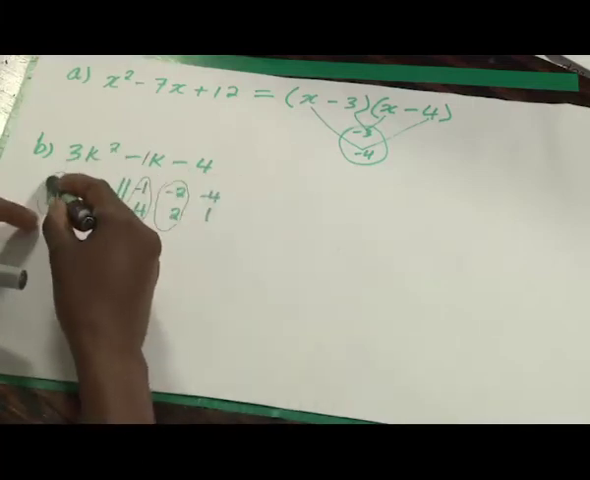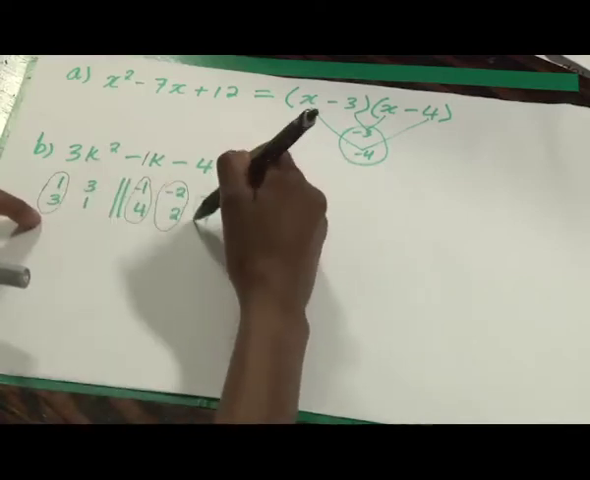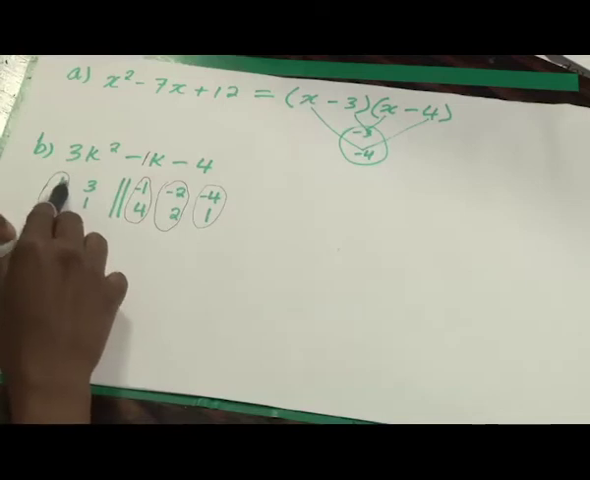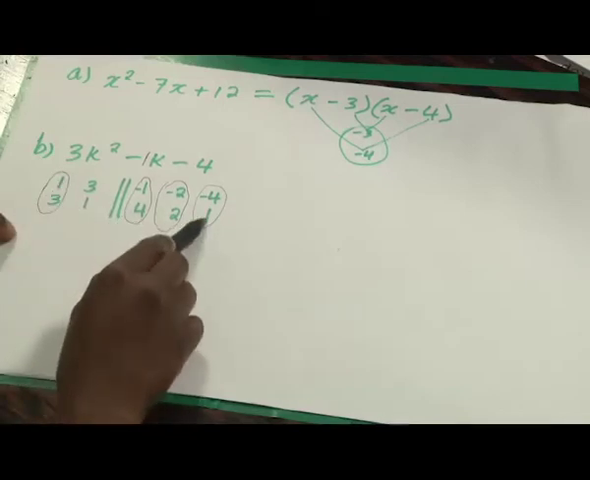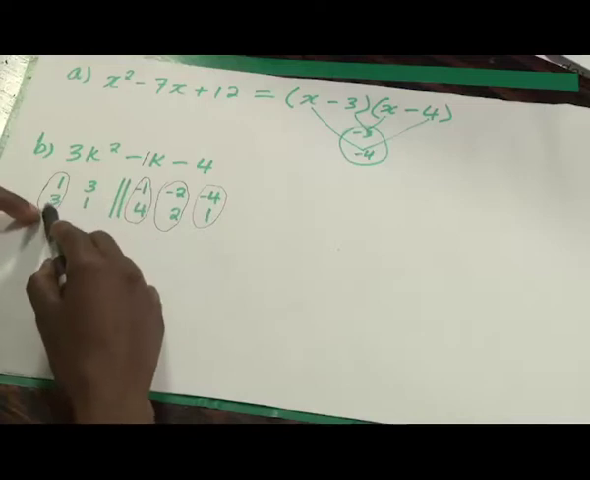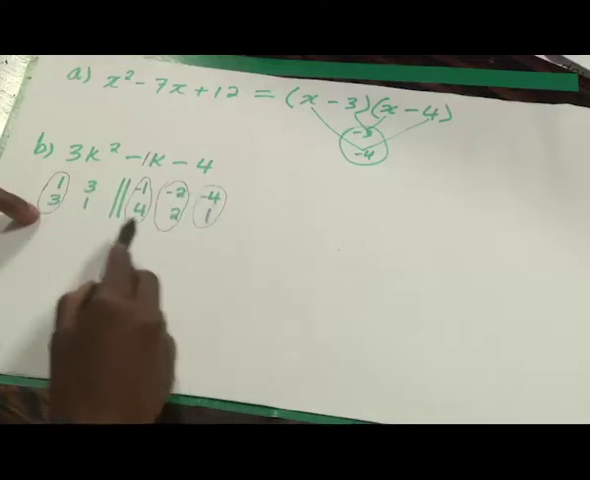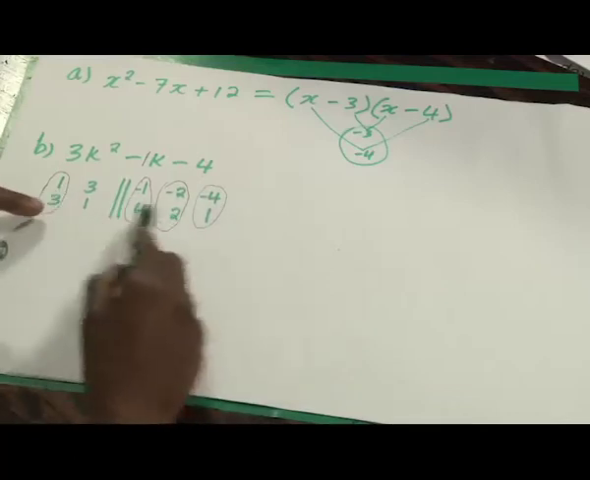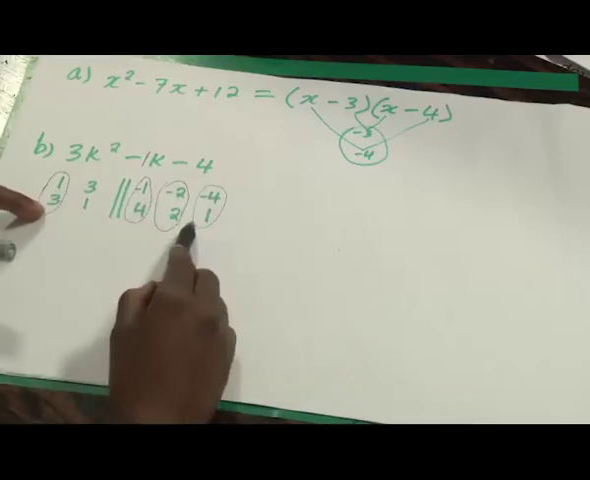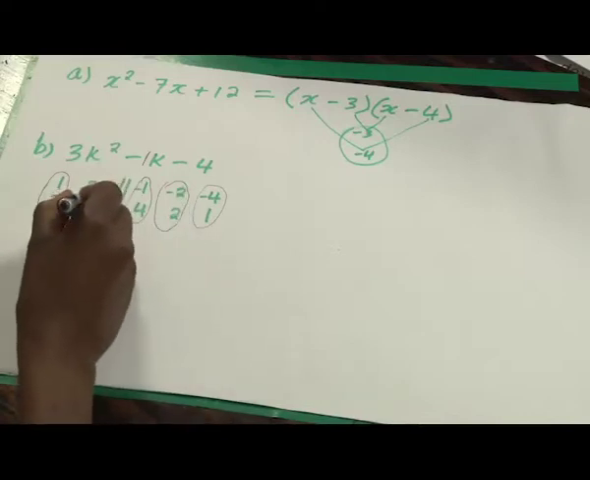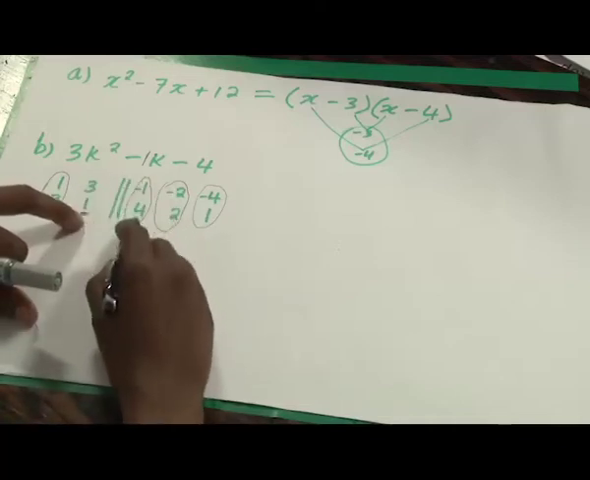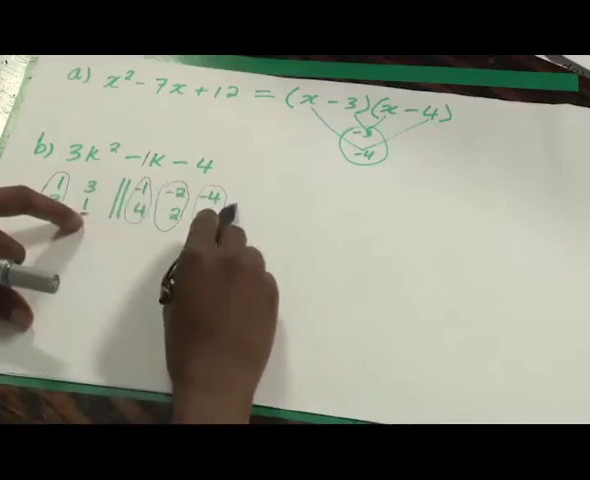Let's now try 1, 3 and negative 4 and 1. So cross multiply, that is 1 times 1 plus 3 times negative 4. So that is positive 1 plus negative 12. So that is negative 11. We do not want negative 11. Right, so we will now go to this combination. We try it with each and every other combination here.